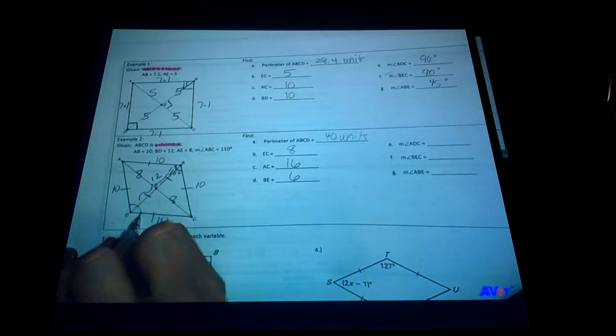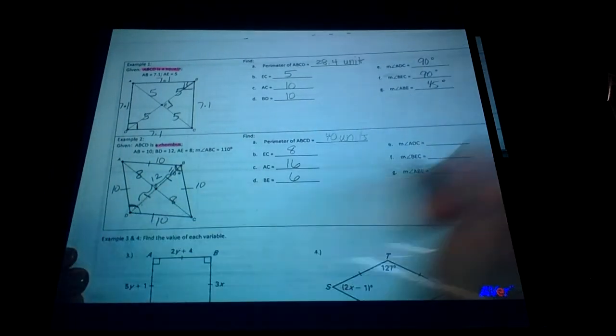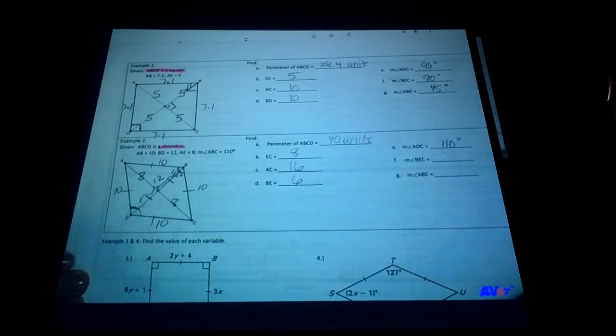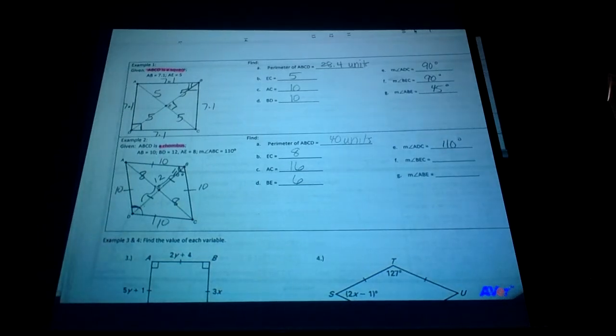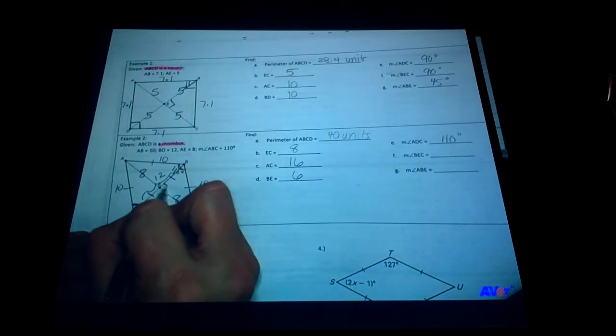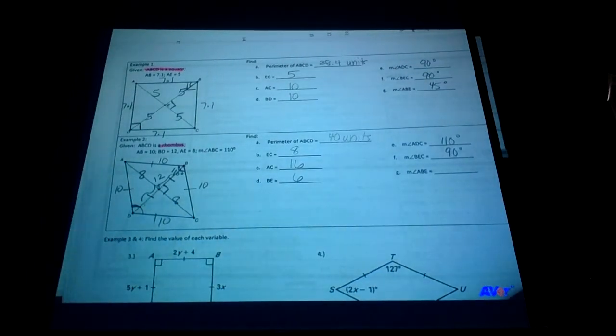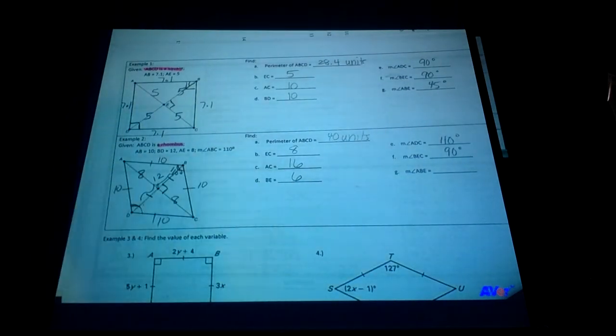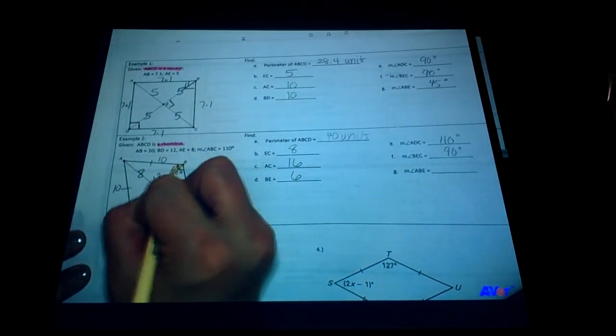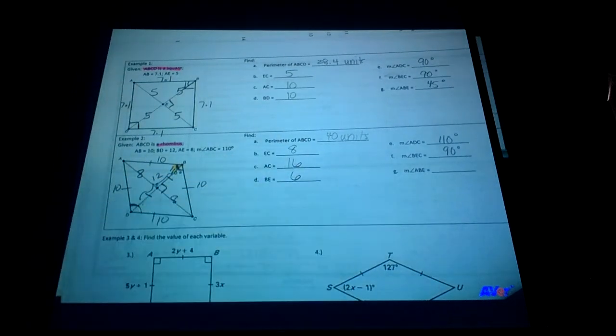The measured angle ADC, opposite angles are congruent. That's a property from a parallelogram. So measured angle ADC is 110. Measured angle BEC is here. Well, my diagonals are perpendicular, so that's 90 degrees. And the measured angle ABE, just this one here, I'll highlight it in yellow. My angles have been bisected by the diagonal. So 110 divided by 2 is 55 degrees.